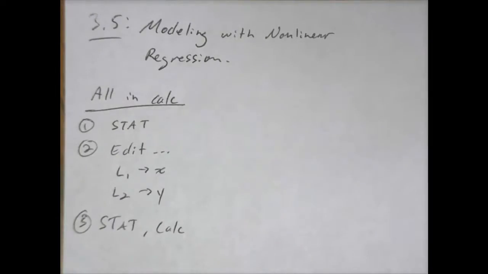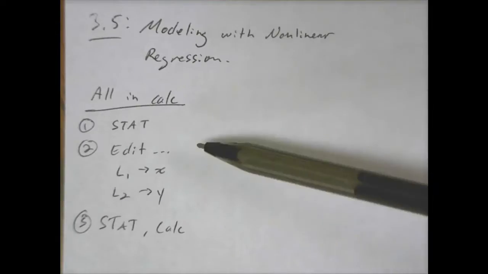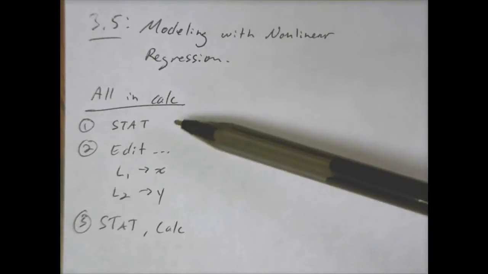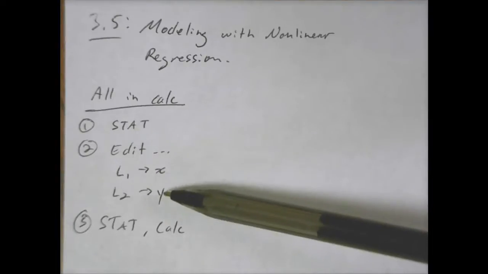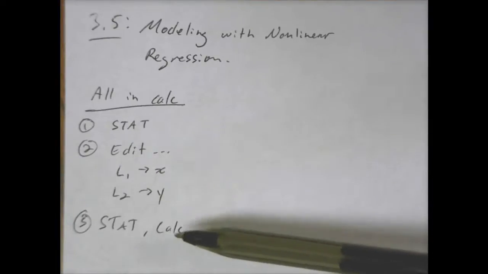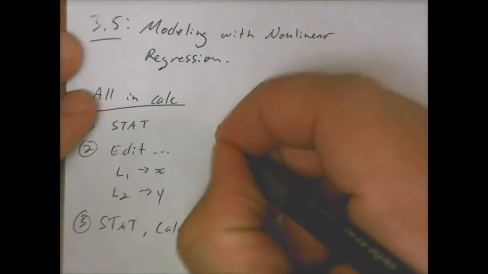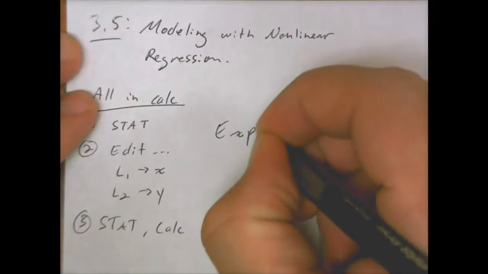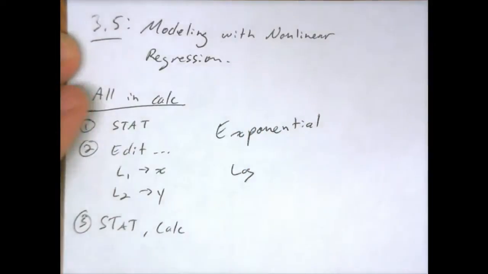Okay, so with this one, modeling with nonlinear regression, pretty much that is if we are given data points, we can come up with an equation that it represents. This is all done in the calculator. You pretty much follow these steps: stat, edit, enter your list 1 as your x values, enter your list 2 as your y values. Quit out of that, hit stat, calc, and then select whatever type of regression that you want to do. Today, since we are in chapter 3, we are only going to be dealing with exponential and logarithmic regression. So let's jump in.